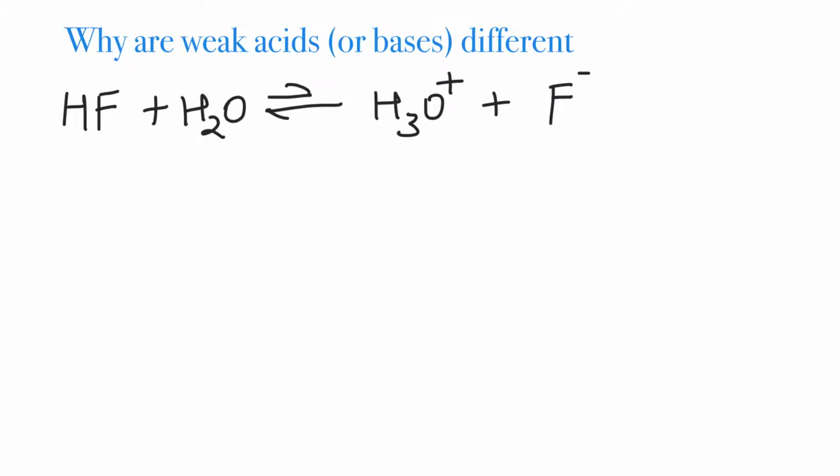Here's a dissociation equation for hydrofluoric acid, which is HF. When dissolved in water, it gives you hydronium ion and the fluoride ion. Now, hydrofluoric acid, even though one of the most dangerous acids, is also a really weak acid. If you think about the Lowry-Bronsted definition of acids and bases, this is an acid and this is a base.